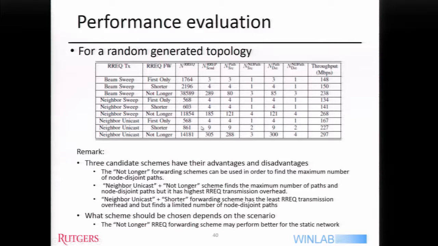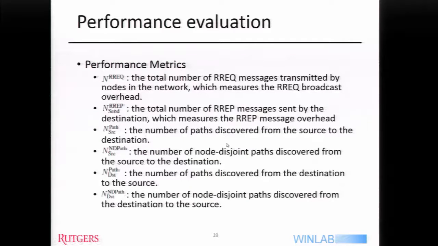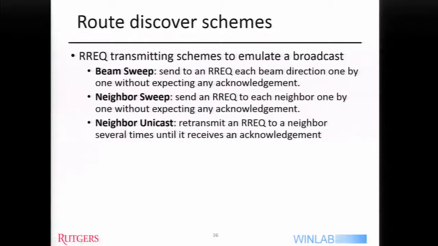So when you say beam sweep, can you expand a little more? You're assuming a beam is being pointed in one direction and then it goes around 360 degrees? Yeah, for example, in this work, the beam width is 9 degrees. So in order to cover the 360, we need more than 36 beam directions.